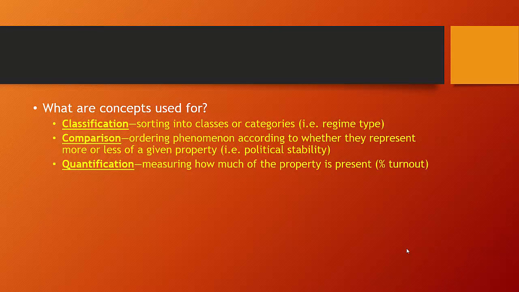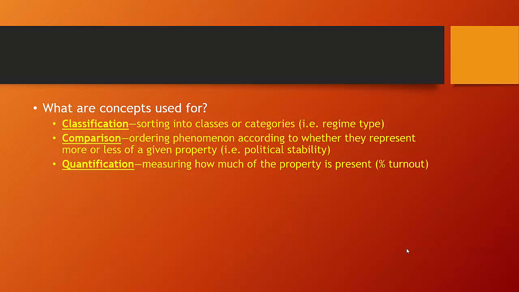Once we've defined an effective concept, it'll be useful for three possible things. Concepts can be used for classification, which is the sorting of classes into categories. For example, regime types: democratic regimes, authoritarian regimes, mixed regimes. It can be used for comparison, which means the ordering of phenomena, indicating whether or not they have more or less of a given property. So with political stability, there are less stable regimes and more stable regimes.